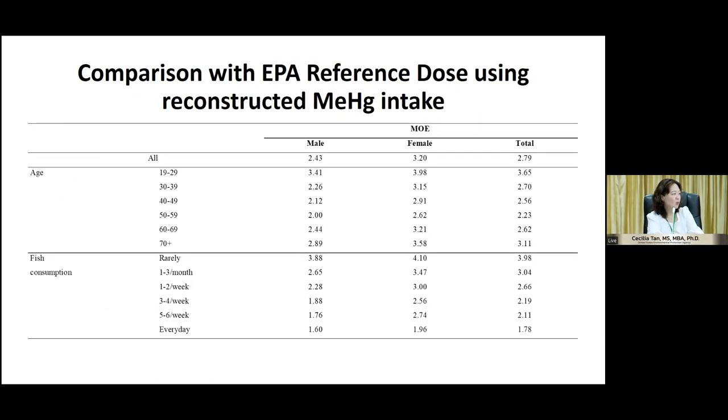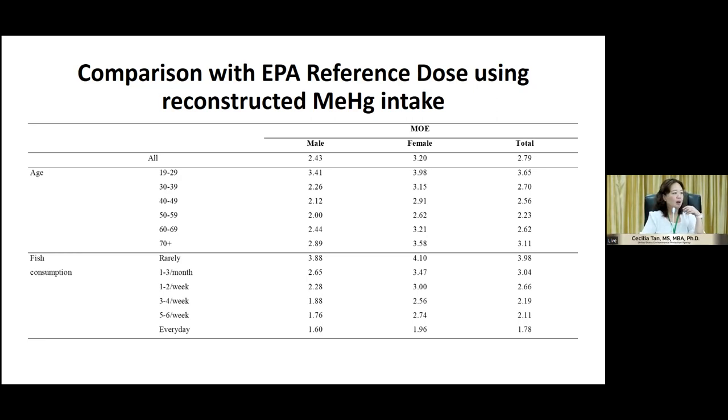So here is what we found. Again, if you remember, the significant factors correlated with mercury are age, gender, and fish consumption frequency. Here we separate male and female on top, and then look at different ages and fish consumption frequencies. What we did is compare the reference dose with the estimates, and the ratio between the reference dose and the estimated methylmercury for these populations, we call the margin of exposure.